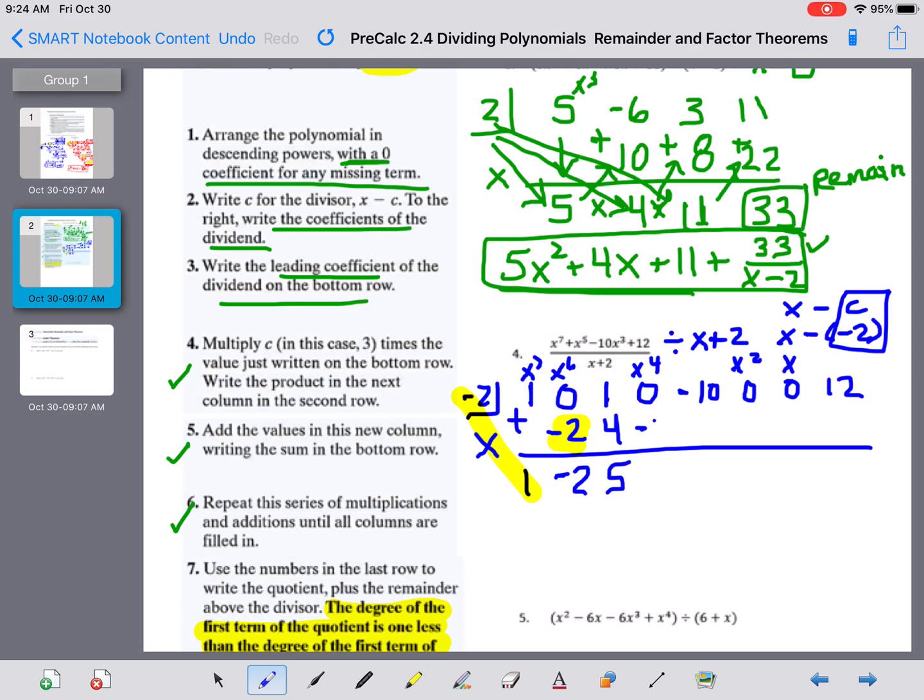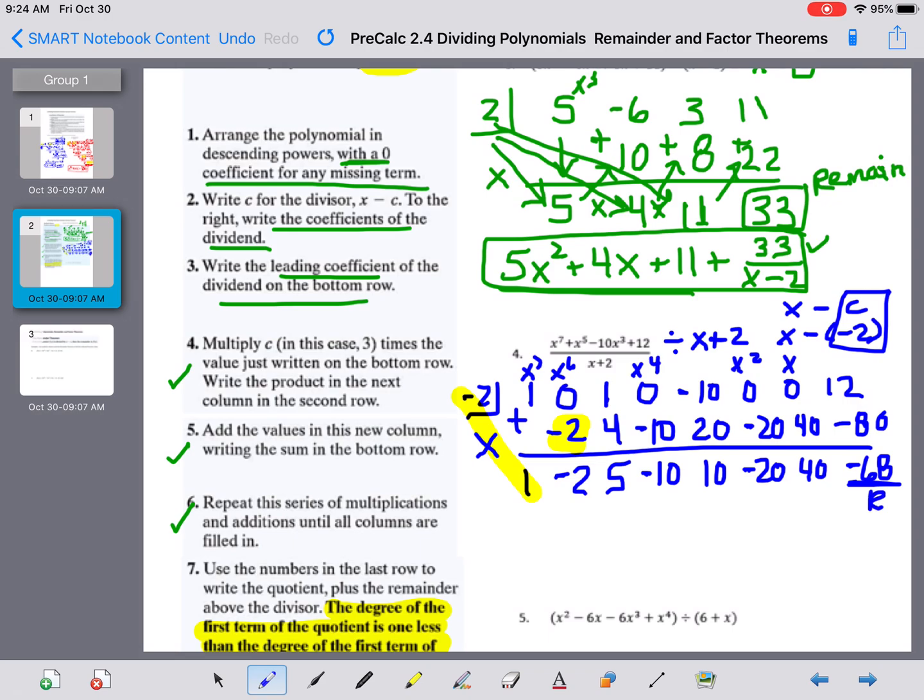5 times negative 2 is negative 10. 0 plus negative 10 is negative 10. Negative 2 times negative 10 is 20. Negative 10 plus 20 is 10. Negative 2 times positive 10 is negative 20. Add coming down, 0 plus negative 20 is negative 20. Negative 2 times negative 20 is 40, and that's a positive 40. 0 plus 40 is 40. Negative 2 times 40 is negative 80. And 12 plus negative 80 is negative 68. I've gone all the way to the end. This right here is going to be my remainder.